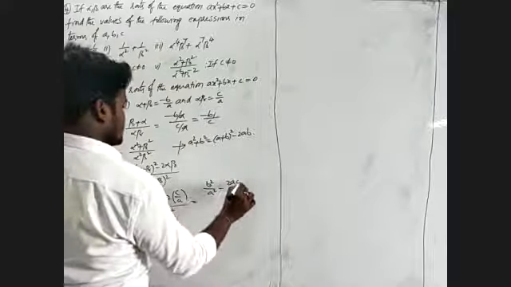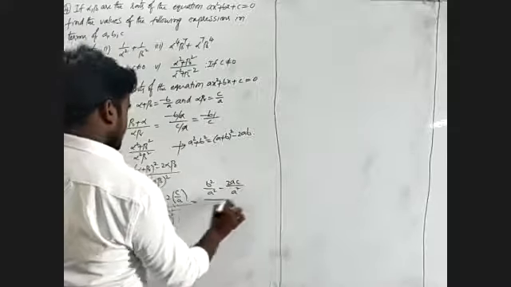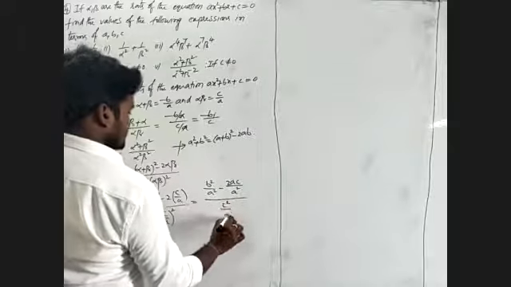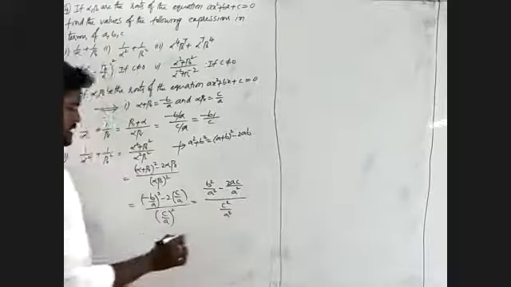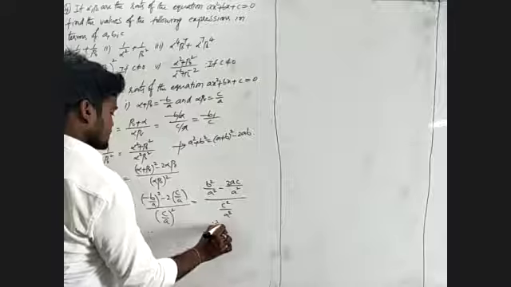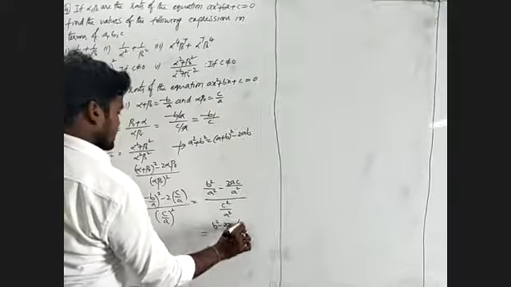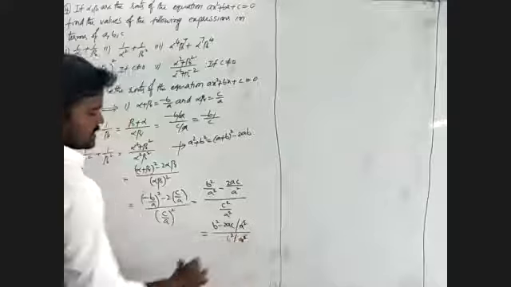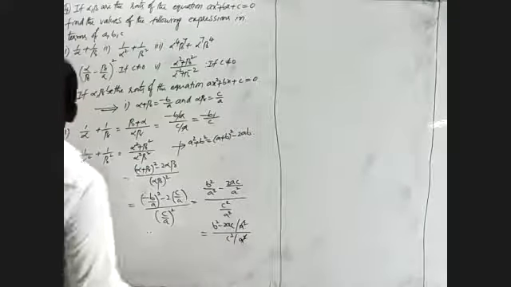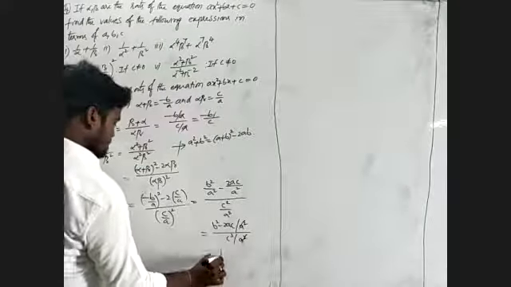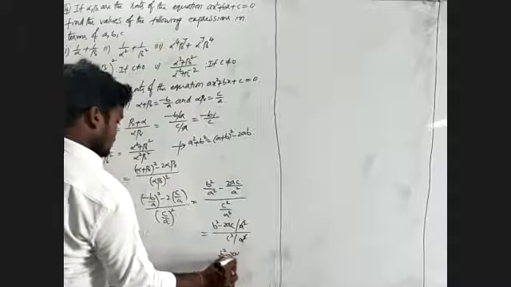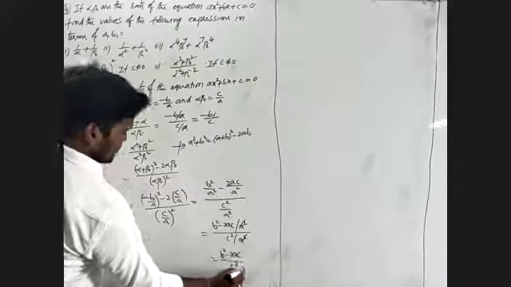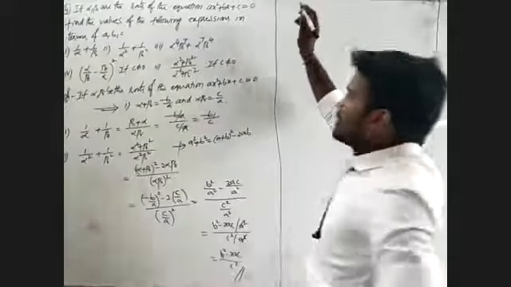That gives 2ac by a squared, and the denominator is c squared by a squared. So the value is b squared minus 2ac by a squared, by c squared by a squared. The a squared and a squared cancel. The remaining is b squared minus 2ac by c squared. This is the second one. Now I am going to the third one.